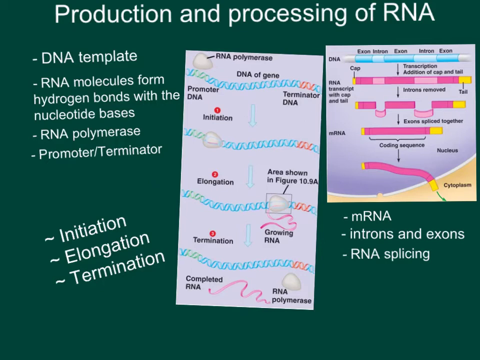The introns are non-coding regions, which means they have no effect on the gene and are removed before the RNA leaves the nucleus. Once the introns are removed, the remaining exons are joined together to make mRNA. This procedure of cutting and pasting introns and exons is called RNA splicing. The RNA is now ready to leave the nucleus.